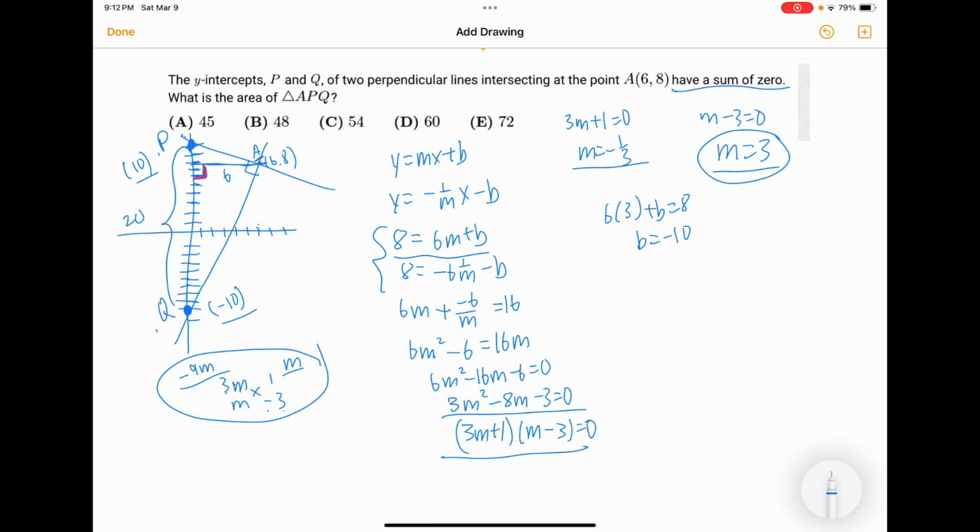And so all we need to do is solve it. It would be 20, the base, times the height, times 6. Or in this case, the hypotenuse times the altitude to the hypotenuse, and then you divide this by 2. And it would give us 60. So that means that the area of triangle APQ is D, 60.